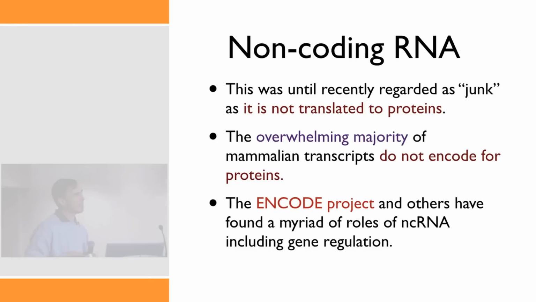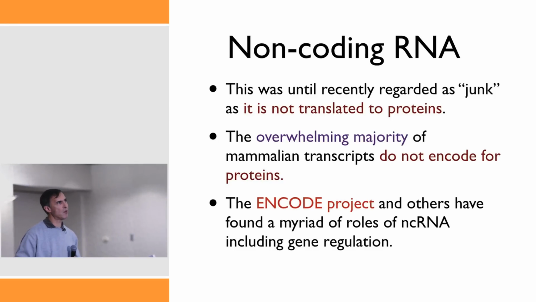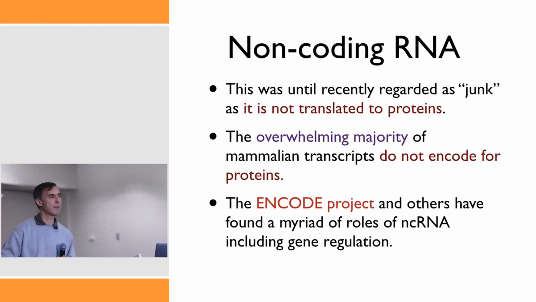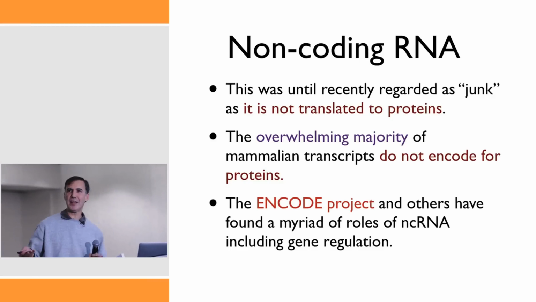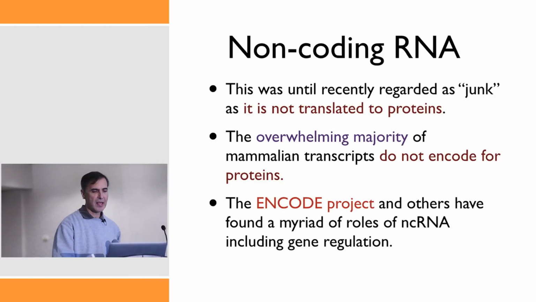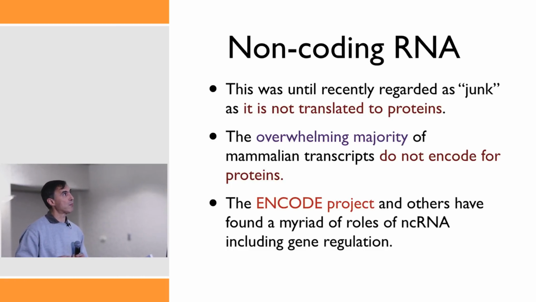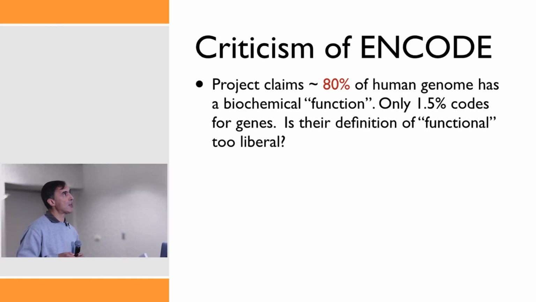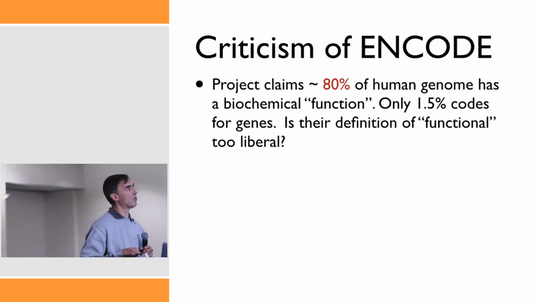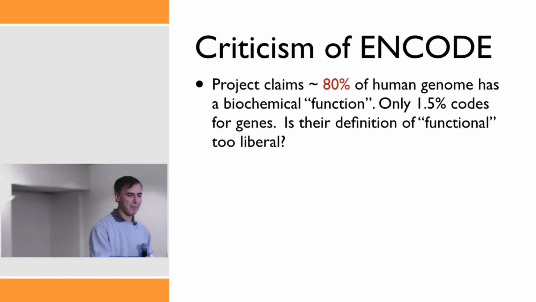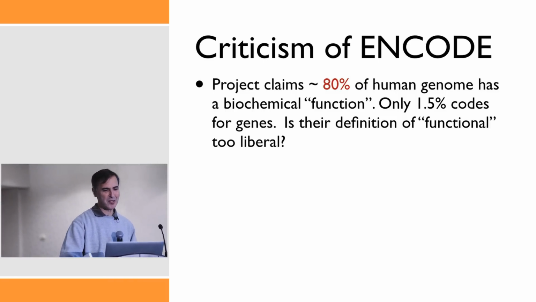And so there's a project called the ENCODE project, which has got terabytes of information to figure out what this non-coding RNA actually does, right? And one thing that it does, certainly, is it regulates genes, in a myriad of ways. It's still not that well understood. There have been quite a few criticisms of ENCODE, this project. So the project claims that 80% of the genome has a biochemical function, but only 1.5% codes for genes. There's an argument about quite how much is functional. I'm not going to go into that in detail. It's sort of interesting to read about it.